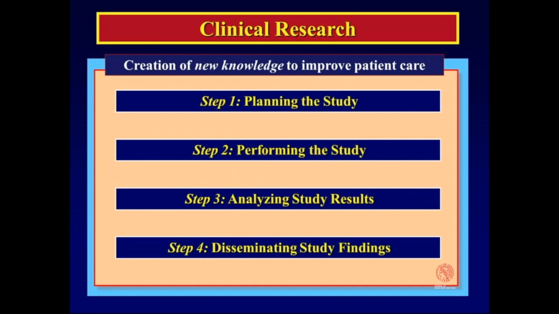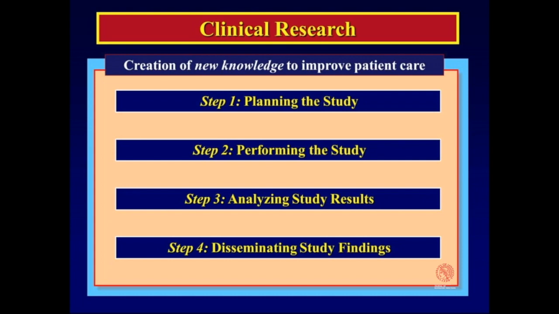We always start with planning the study, then we move to performing the study, then we move to analyzing the data, and then we're going to disseminate the results. Because really the definition of clinical research is the creation and dissemination of new knowledge using subjects. Then we need to create new knowledge, the first 3 steps. We need to disseminate the knowledge, the last step.